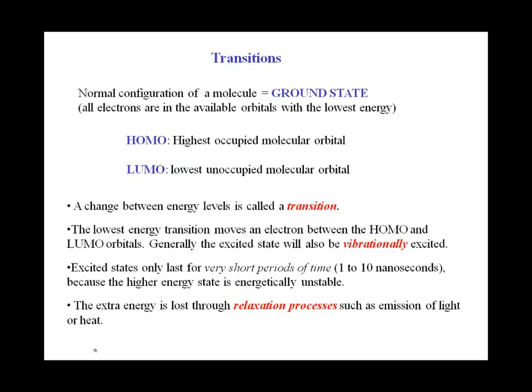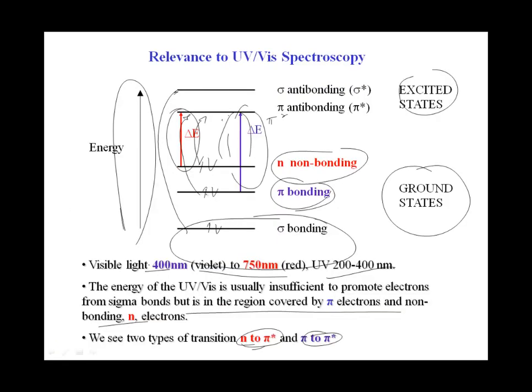Right, okay, so the normal configuration of a molecule, if we go back here where I did it, we had the electrons filling up the bonding levels. That is the ground state.